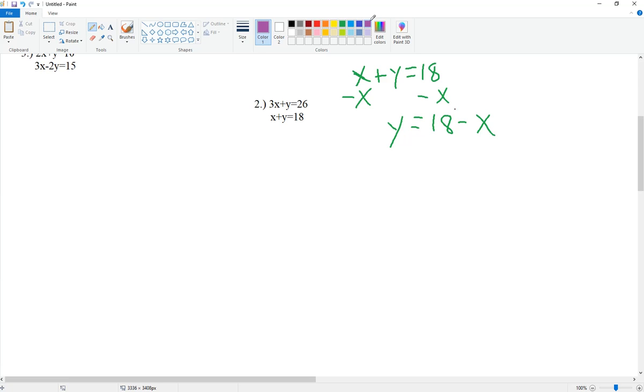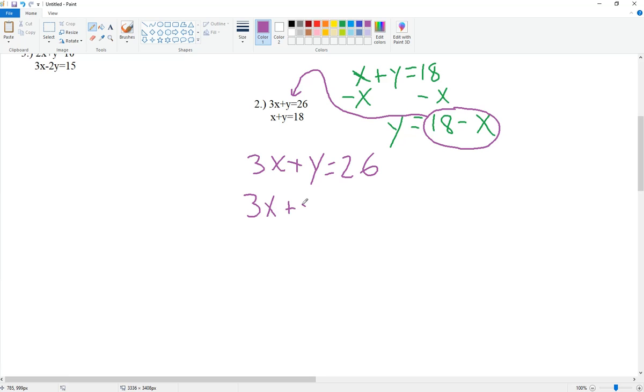And then, for the same reason as before, I'm going to take this and plug it into the other y, the y that I didn't solve for. The reason for this is that if the y's are the same, then I can change them out without any issue. So I have 3x plus y equals 26. I'm going to substitute my y for 18 minus x. So 3x plus 18 minus x equals 26. There's nothing to distribute, so those parentheses can just go away. And now I have this.